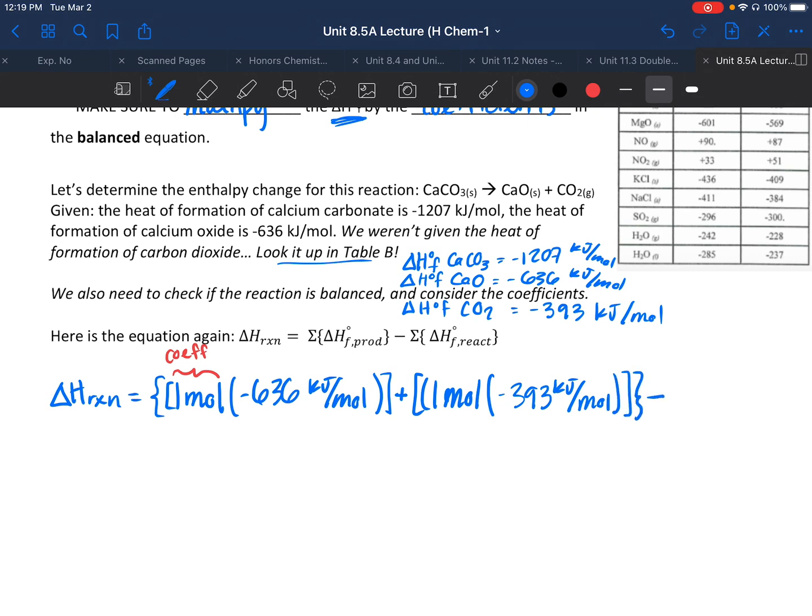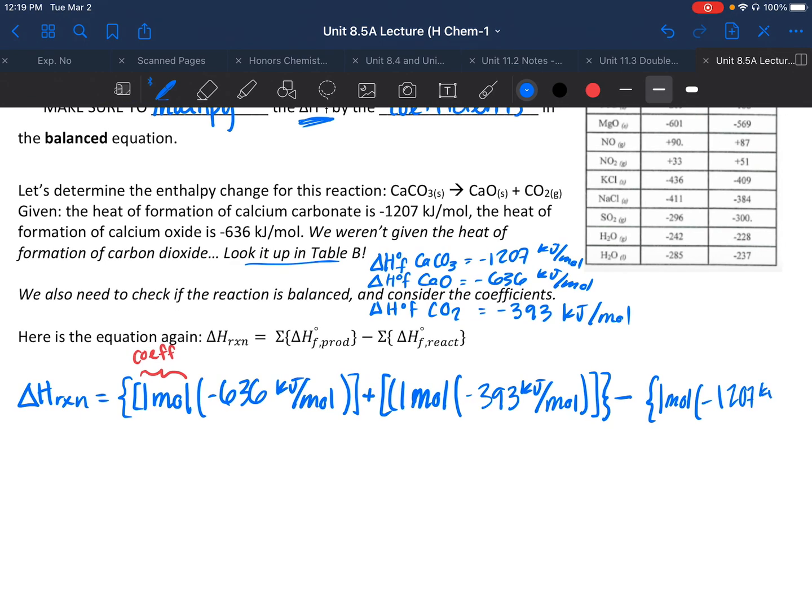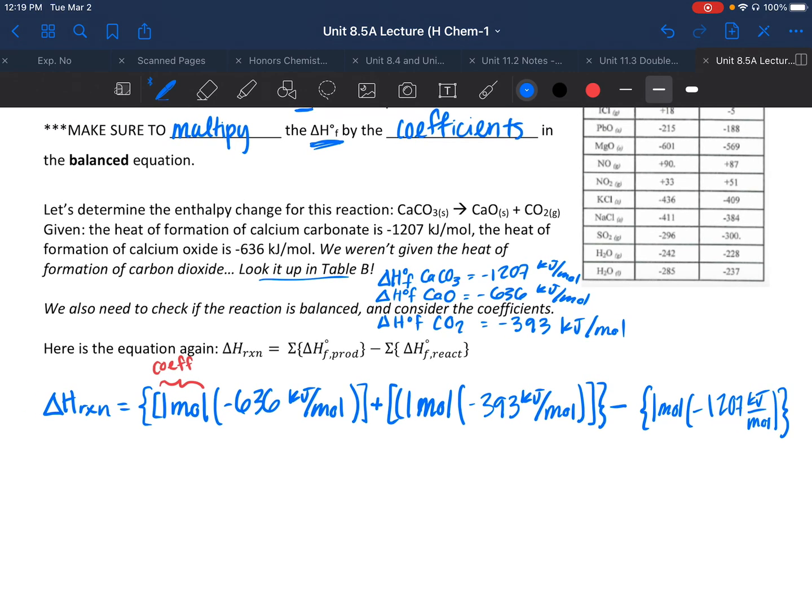We are then going to subtract the sum of the reactants. Well, we only had one reactant, which was 1 mole times negative 1,207 kilojoules per mole. All right, and so writing it again, this was calcium oxide, this was CO2, and this was our calcium carbonate. Moving on to the next one.